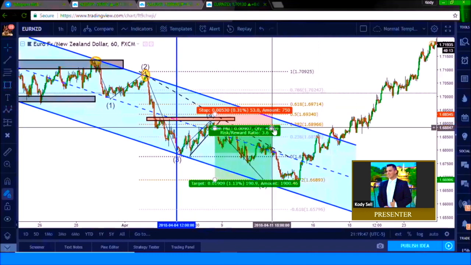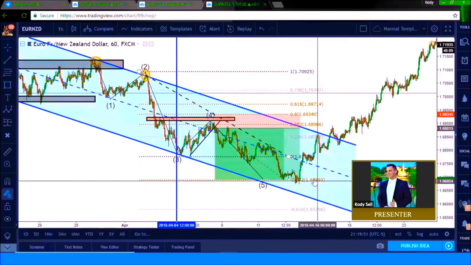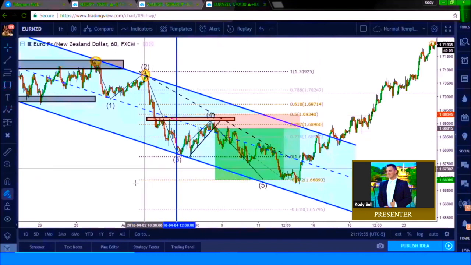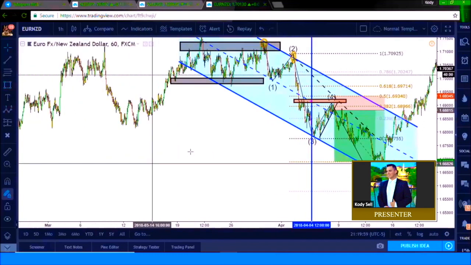And B, it gave us an ultimate target to shoot for, guys. And look how pristine and accurate this target was down here, this 27.2 for this move. It was the time to get out, right? A couple other things, guys, we could have added here.